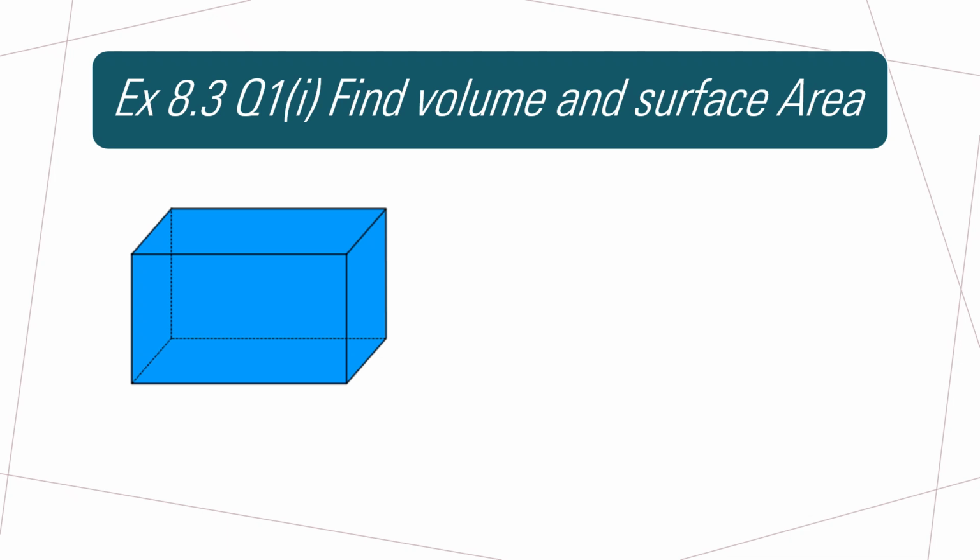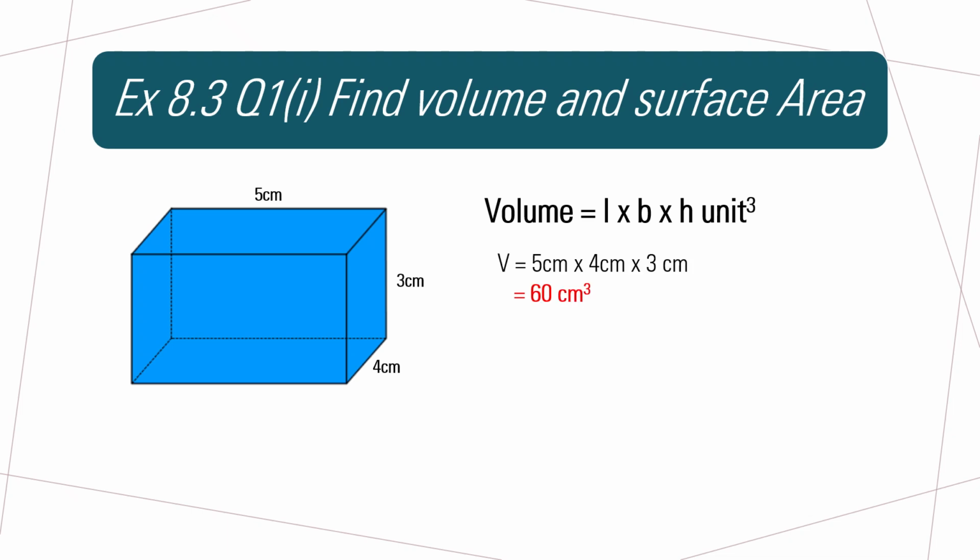This is a cuboid. How do we know? Yes, because it has 3 different dimensions. Length is 5 centimeter, breadth is 4 centimeter and height is 3 centimeter. Let's find out its volume with this formula. Volume is equal to length into breadth into height unit cube. When the 3 dimensions are multiplied, the units with them are also multiplying with each other. So centimeter into centimeter into centimeter, it becomes centimeter cube. So let's multiply all 3 dimensions. We get 60 centimeter cube as its volume.